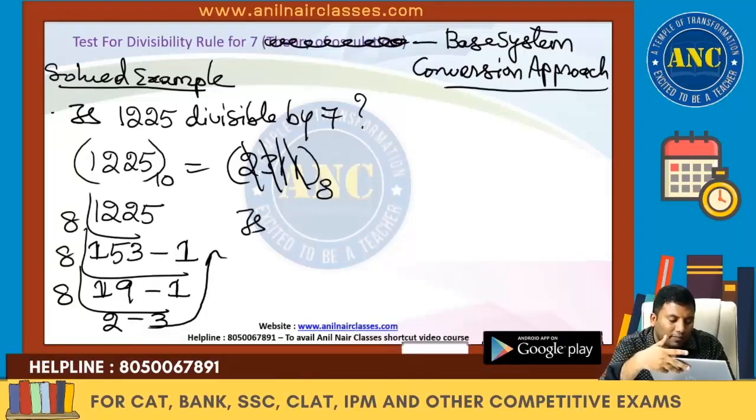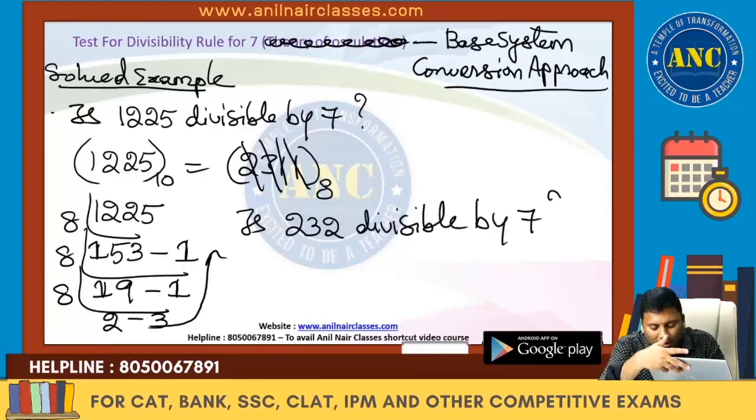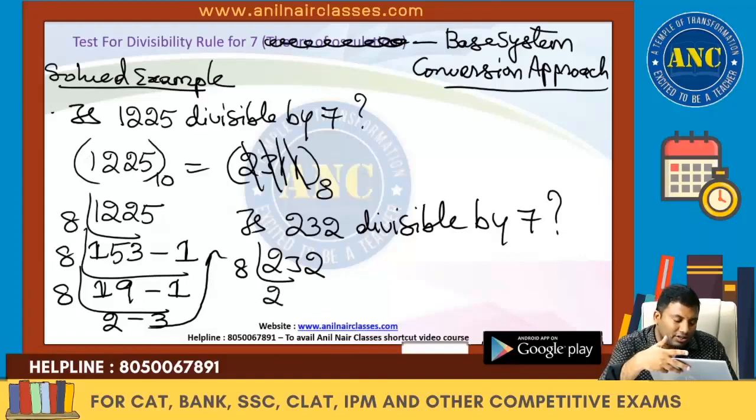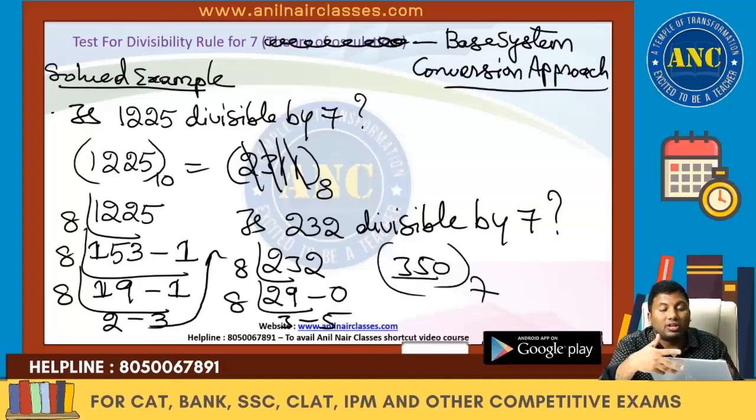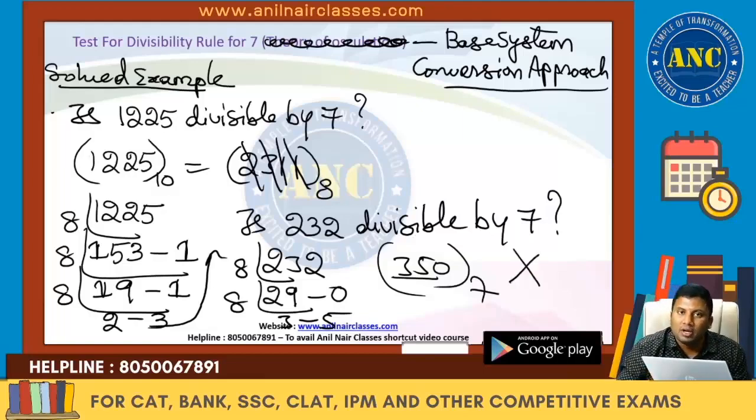One more question I will solve. Is 232 divisible by 7? I will divide it by 8. 8 2s are 16, 72. 8 9s are 72, 0. 8 3s are 24, 5. So 350 in base 8. 3 plus 5, 8. 8 is not divisible by 7. So 232 is not divisible by 7. I hope it is clear. Idea clear? Are you all with me? I hope you are all there with me.